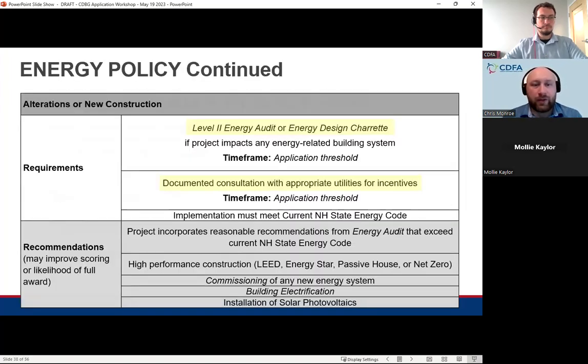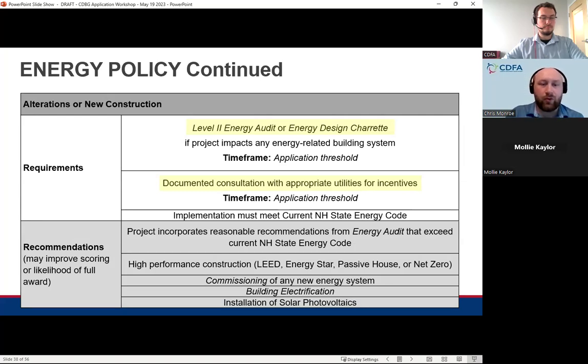The energy policy is available in our app and program guide, also on our resource website. This table shows the energy policy requirements. The two key requirements highlighted are that the applicant complete a level 2 energy audit and that you consult with the appropriate utility for potential implementation incentives.